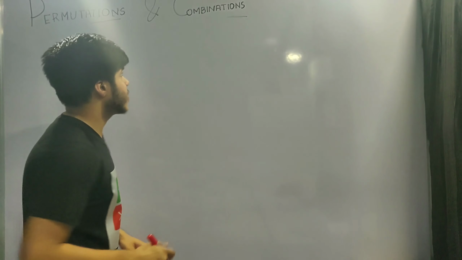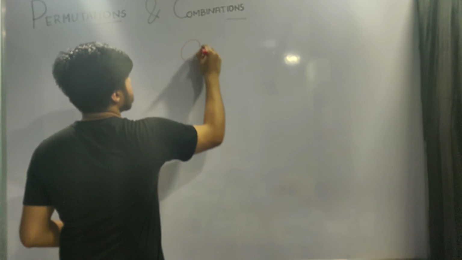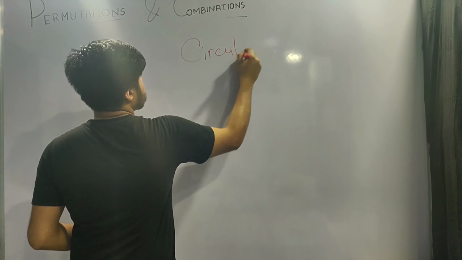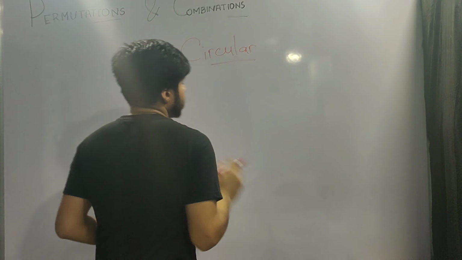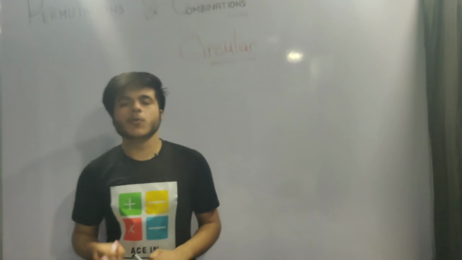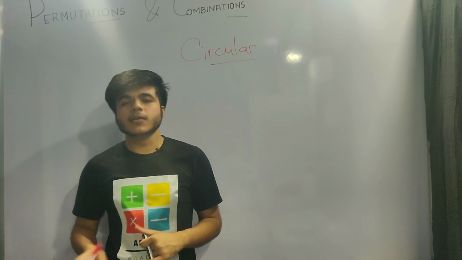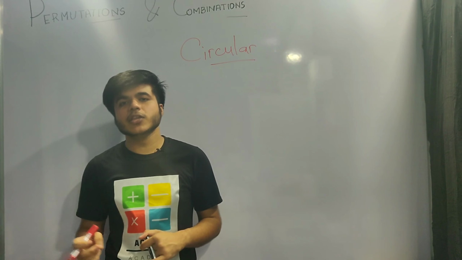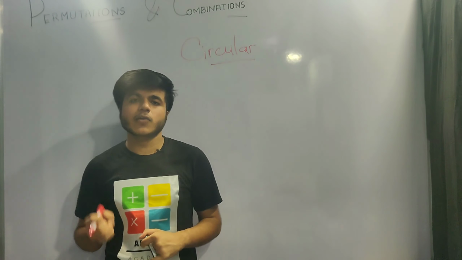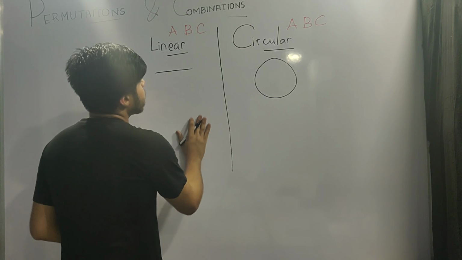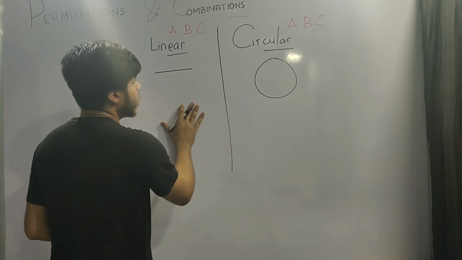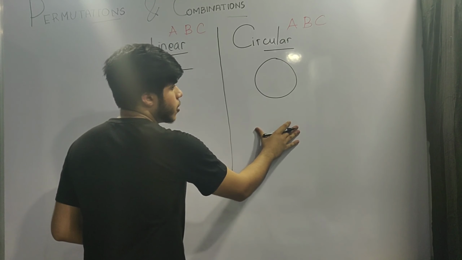Now moving ahead with our second topic, we have circular permutations. Till now, we have only solved problems on linear permutations, and arranging something in a circle is completely different from arranging them linearly, and we will find out how. Now, let us find out the difference between arranging something in a linear manner and in a circular manner.